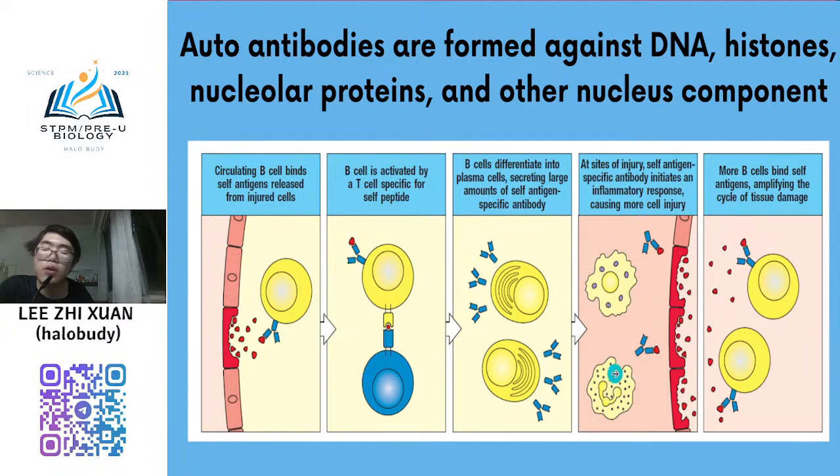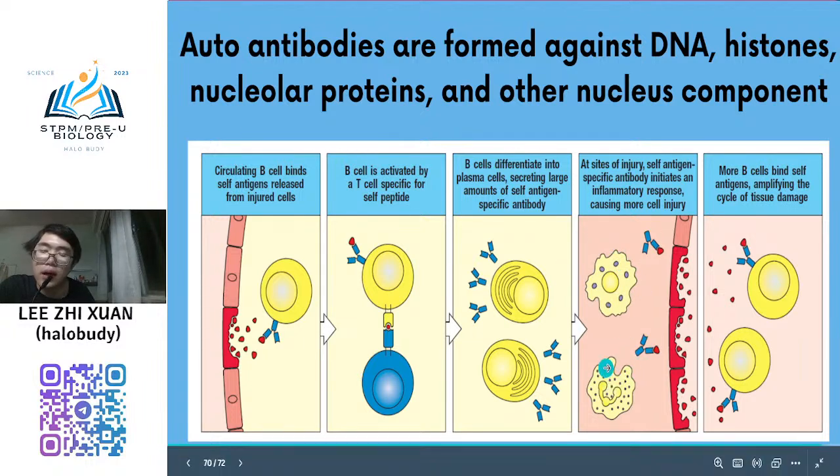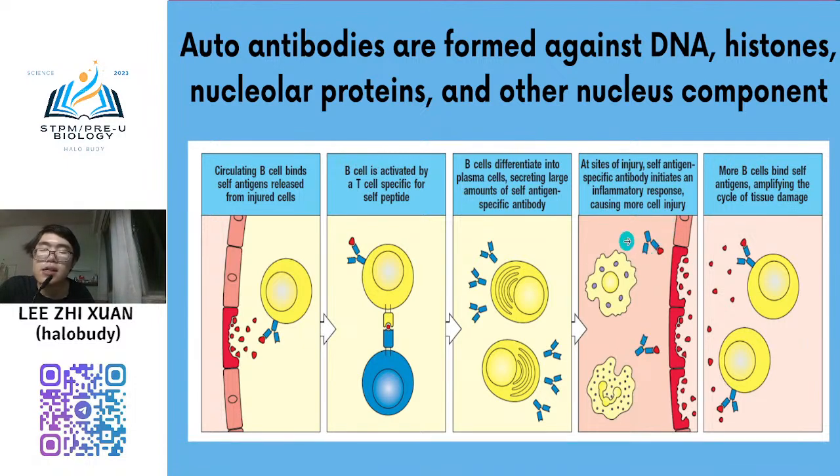Because your macrophage and your neutrophil will trigger phagocytosis to engulf all these antibodies, right? So more B cells will bind cell antigen, amplifying the cycle of tissue damage. So you will get the cycle. If you do not kill that, you will not stop the antibody, then this process will not stop.